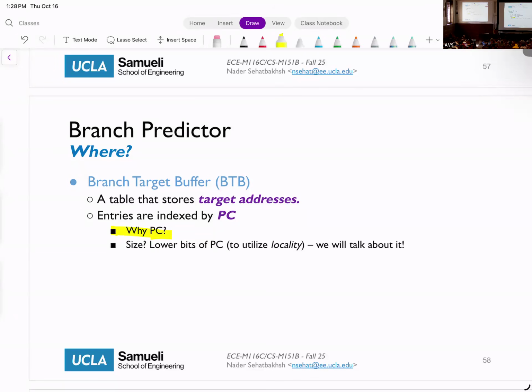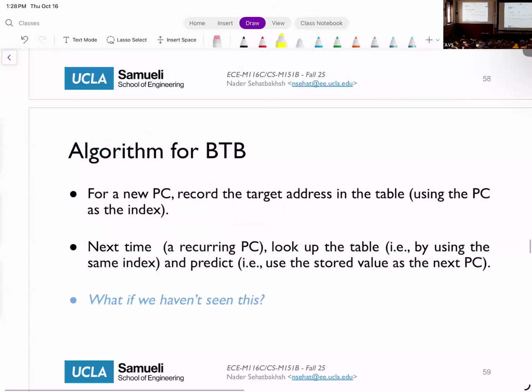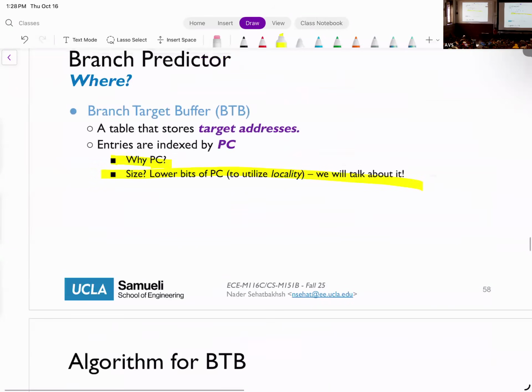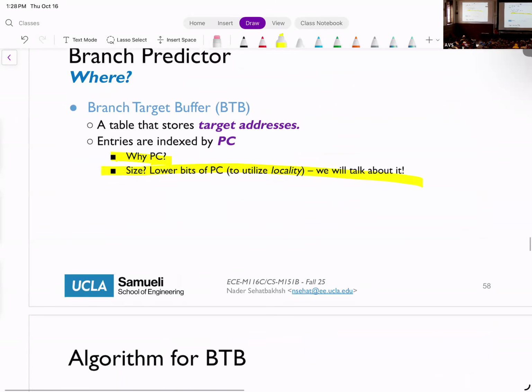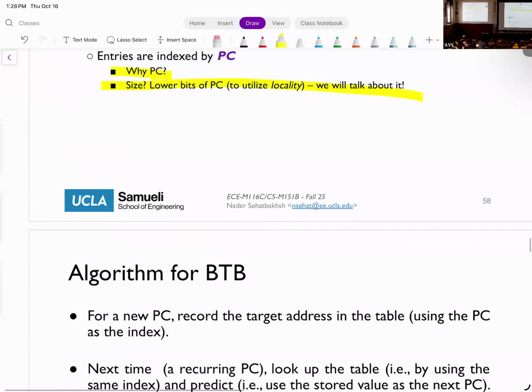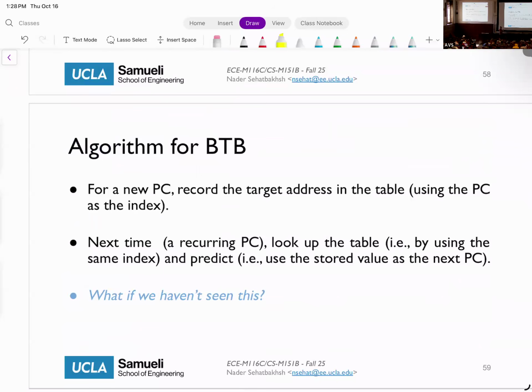And then, how big should this table be? In fact, the table doesn't need to be that big. I'm going to show you later why it does not need to be big. Let me put that aside for a moment and show you the algorithm that I just explained. The algorithm for a BTB is the following. We see a new PC, and we record the target address in that table.